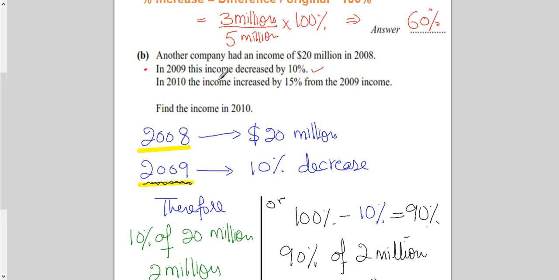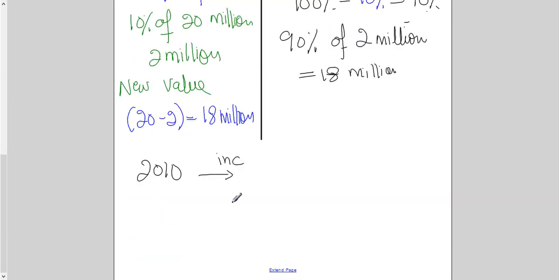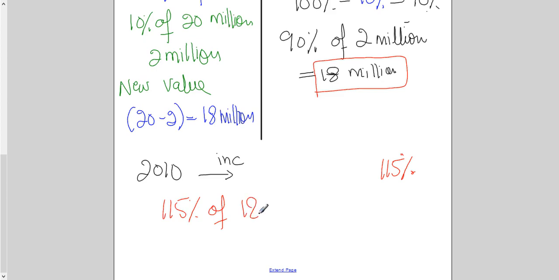Okay. Now it is increased by 15% in 2010. So what will you do? I did not do it here because I wanted you to figure it out yourself. So I'm just writing very quickly and you can calculate it. 15% increase on this amount, because this was the amount in 2009. So 15% increase means the new value will be 115%, right? So you can do 115% of 18 million and you will get your answer.